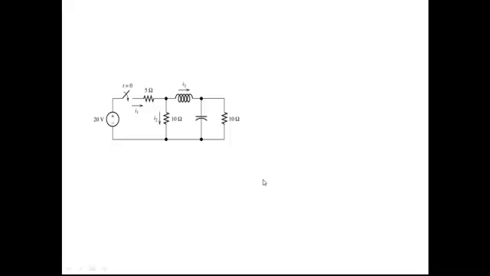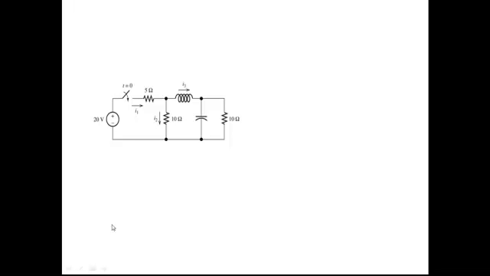Take this example, the same thing. At time t equal to 0, the circuit switch is closed, therefore there is a sudden change in the input. When a sudden change in the input is happening, a sudden change in the output will not happen.